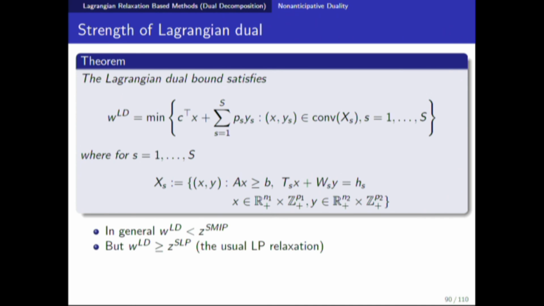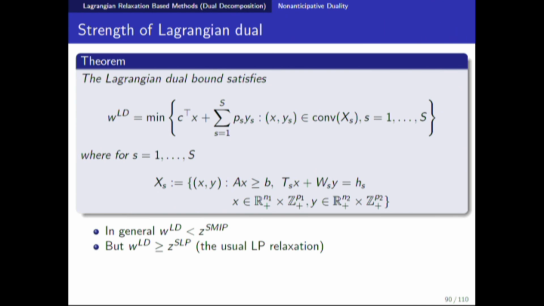Okay. So what are some implications of this theory? So first of all, unfortunately, this Lagrangian dual isn't a strong dual. In general, it might be less than the integer programming value. So just solving this won't necessarily be enough. But what this theory tells us is, first of all, that the Lagrangian dual is at least as good as the usual linear program relaxation value.